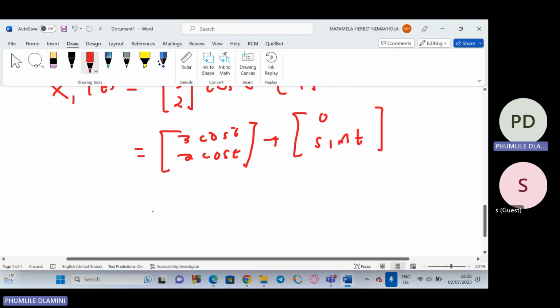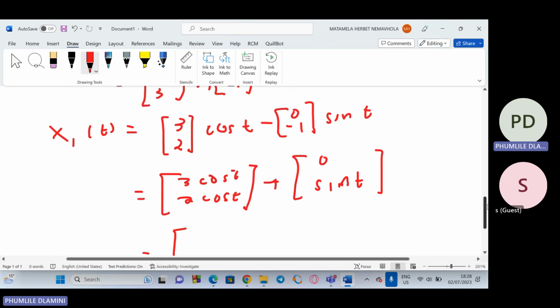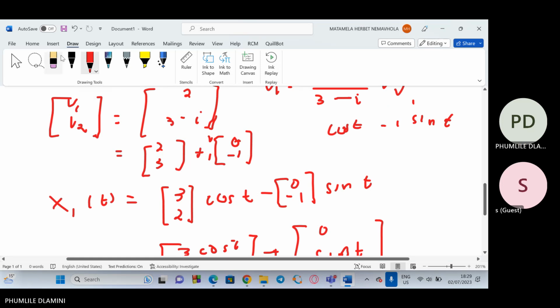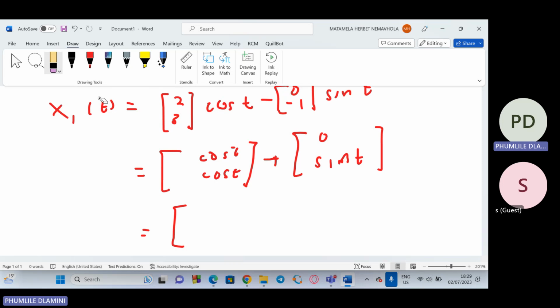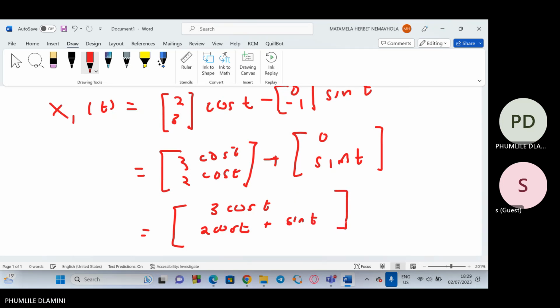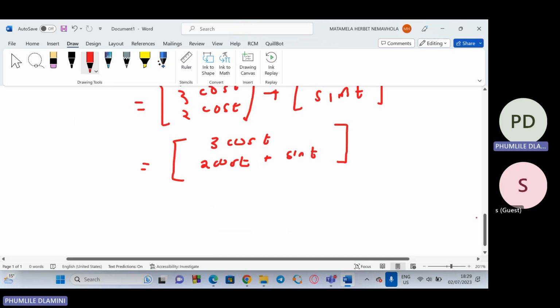So now after this one, you can just use the rules of matrix. If you add these two, oh, sorry, there is a mistake that I did there. You must write it as it is here. The way we got it, we got 2 into 3. So you must write it as it is. So even here I'm going to erase, it's going to be 3 into 2. So now when we add this, it's going to be 3 cos t plus 0 is 3 cos t. And then this one plus this one is going to be 2 cos t plus sine t. So now we have managed to get the x1 of t.